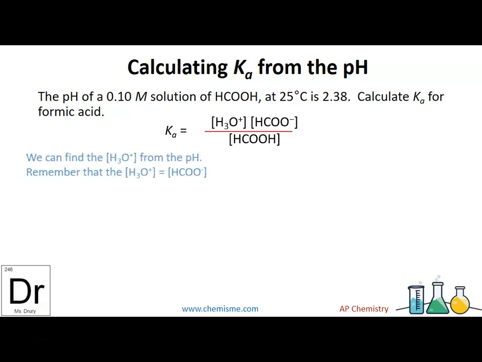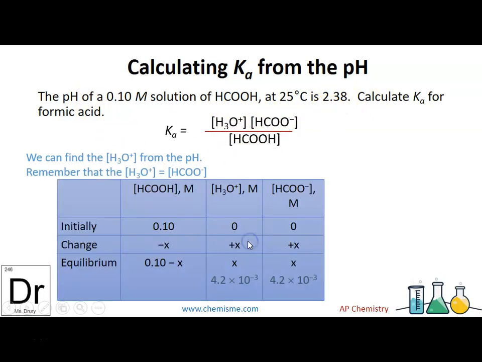We can also find the hydronium from the pH. And we know that for every hydronium, there's also going to be its conjugate base given, because these are usually both X. So if you look at the pH and it's 2.38, what we know is 10 to the minus 2.38 is how many hydroniums we have. So I'm going to plug in our icebox. We originally had 0.1 molar of the solution and no ions. We shifted to the right as usual, and these are our equilibrium conditions.